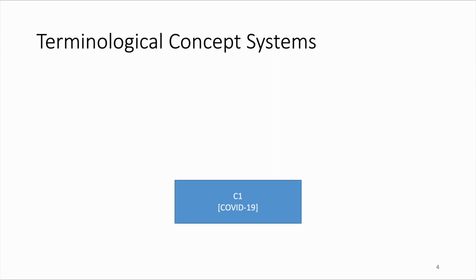So now as an example, we have here the concept simply defined by the ID C1 with a single term, COVID-19. But one concept can have multiple terms which are synonymous. And one of these synonymous terms would be coronavirus disease 2019. And what you can see here as well is that a term doesn't need to be a single word, but it can also consist of multiple words.